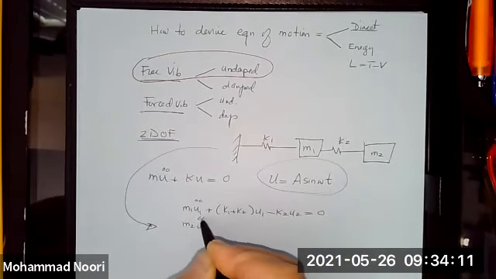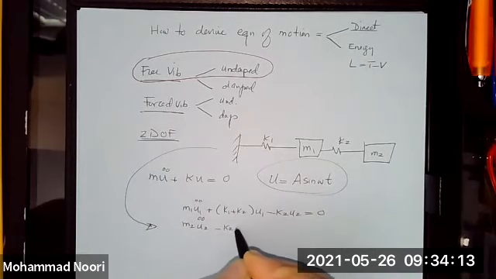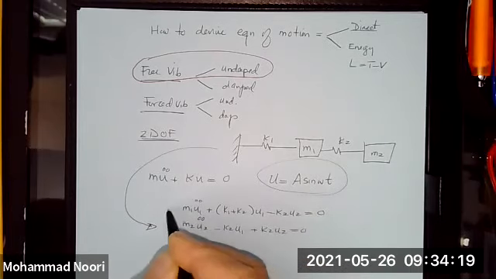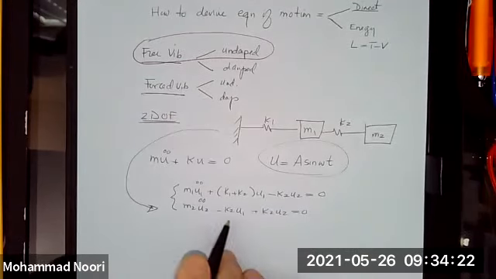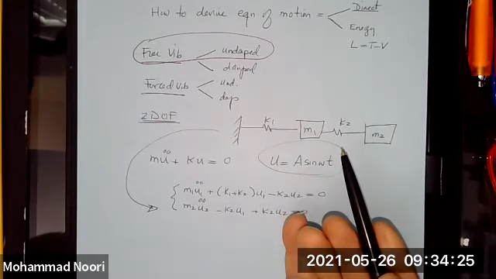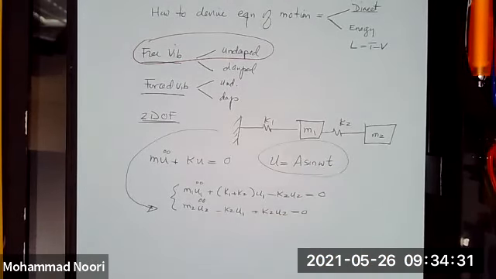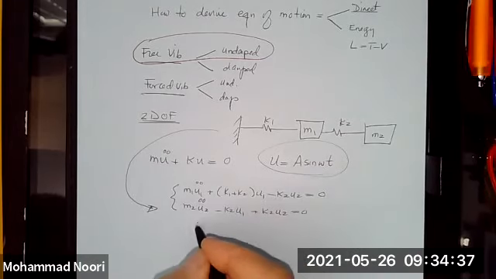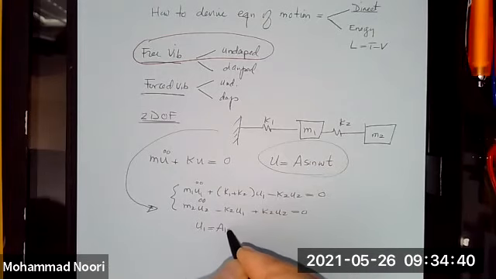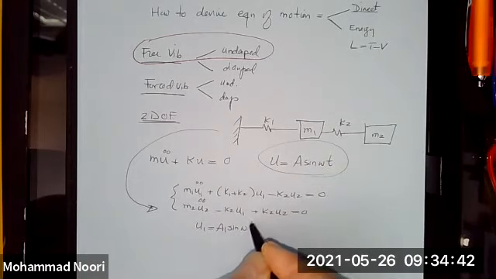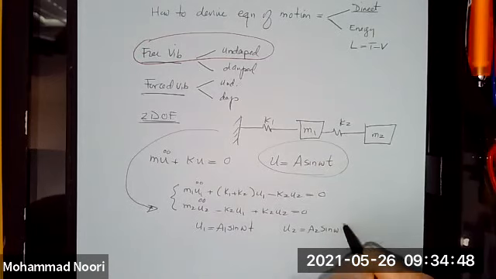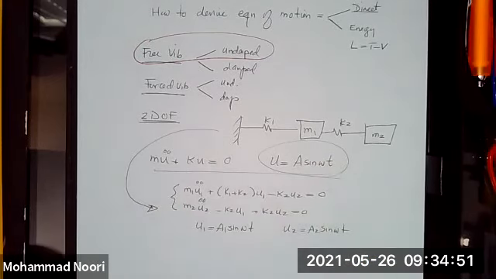M2 U2 double dot minus K2 U1 plus K2 U2 is equal to 0. So this represents the free vibration of this 2 degree of freedom system, and we want to solve for the solution. So we assume that U1 is also of a harmonic form like this, similar to a single degree of freedom system.